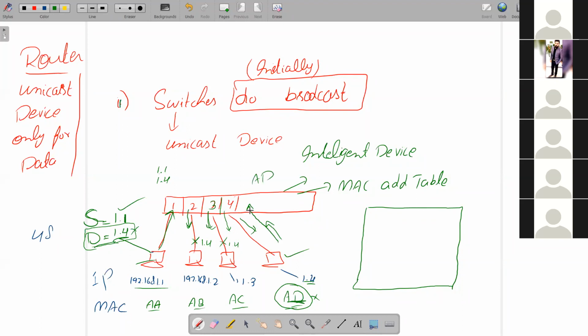And what is the switch doing behind this scenario? Switch is maintaining two things. What kind of things? The port number and the MAC address of the machine. For example, in the beginning, this machine floods the broadcast. And as I'm saying, switch is a very intelligent device. It learns the MAC address which is connected against this port. So it will put an entry into the MAC address table that against port number 1, there is a machine whose MAC address is AA.